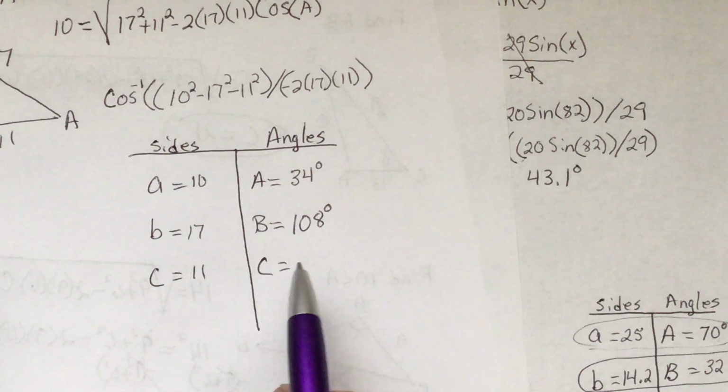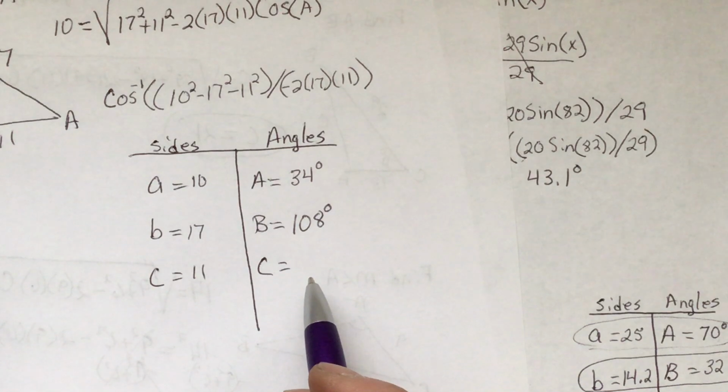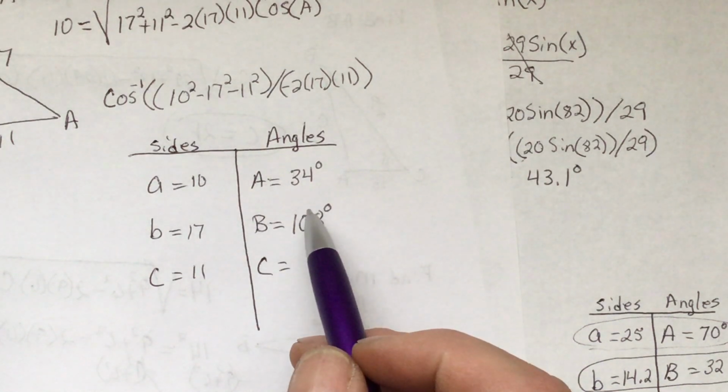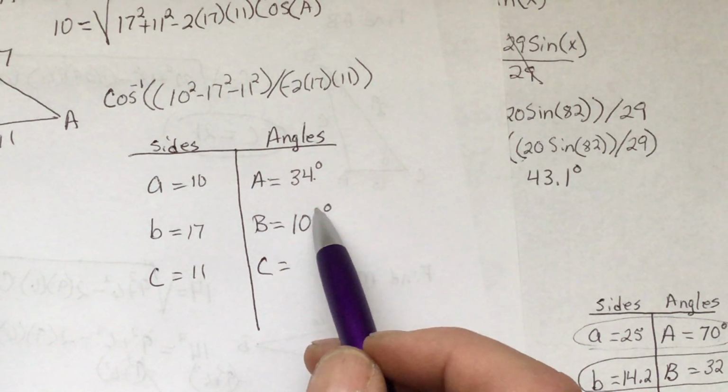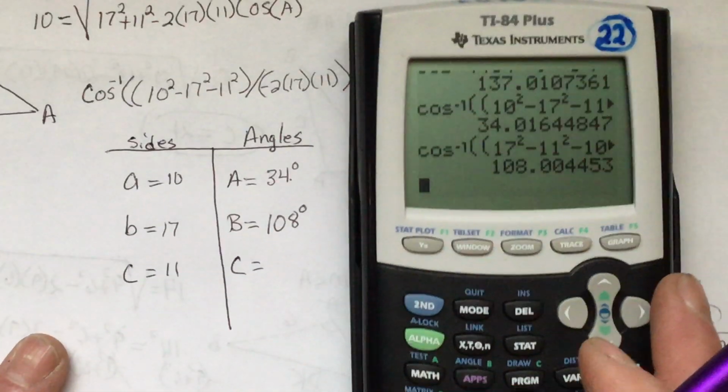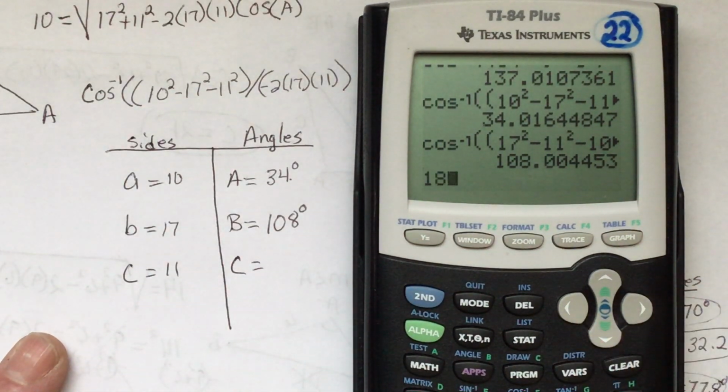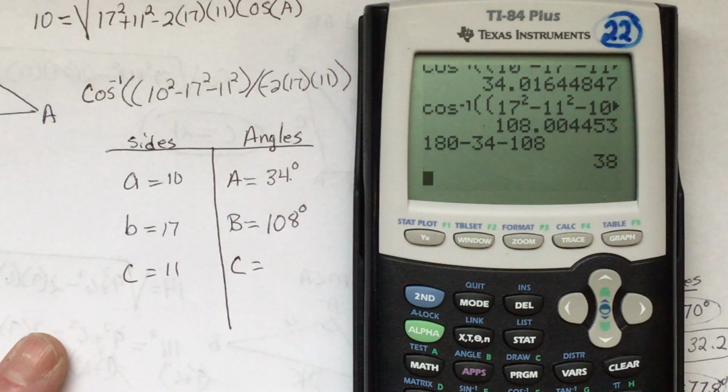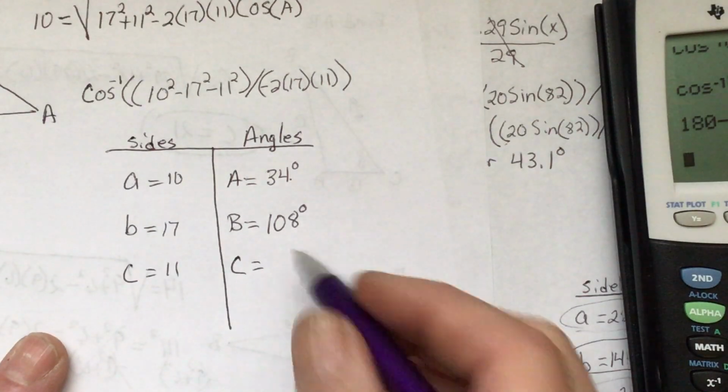Now I'm down to the last angle measure. I could do the law of cosines again, or I could just start with 180 and subtract these two. And that's what I'm going to do. 180 minus 34 minus 108 equals 38 degrees.